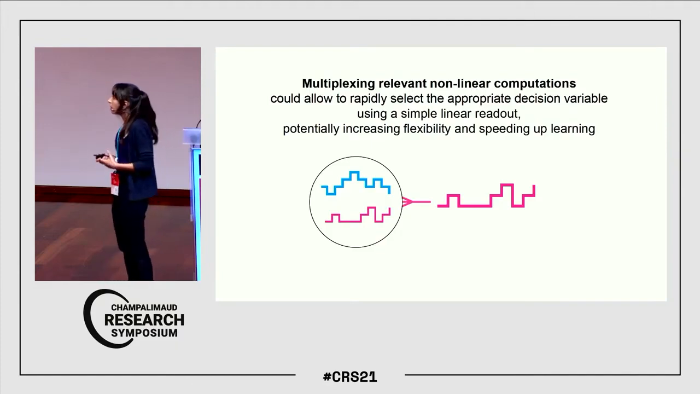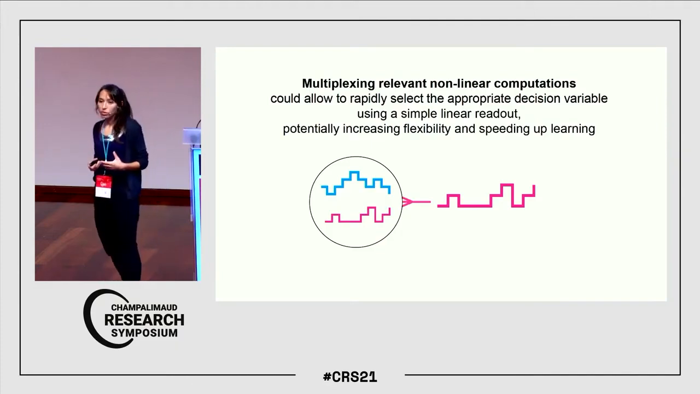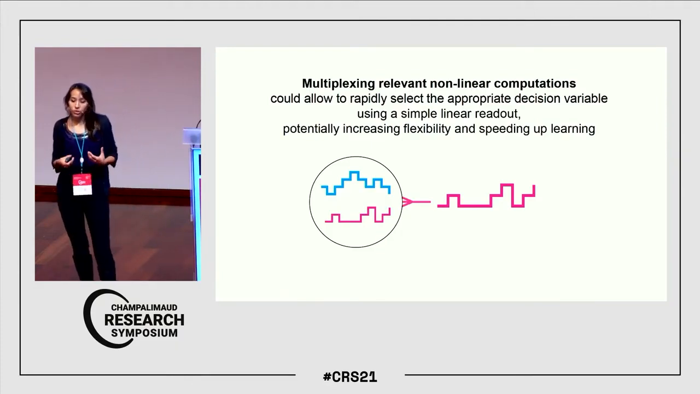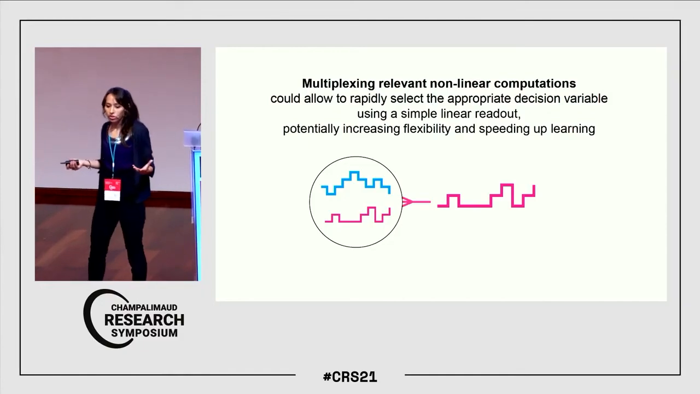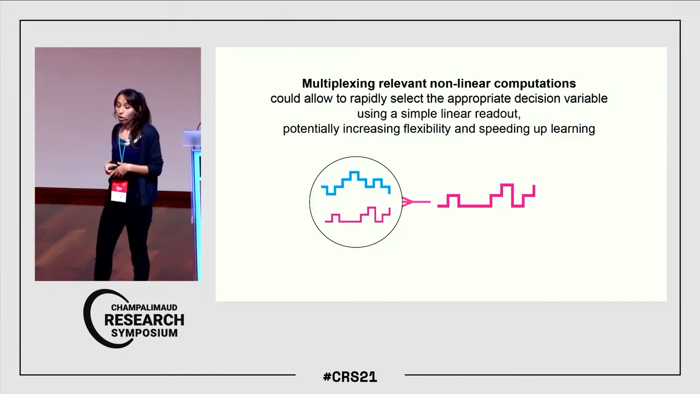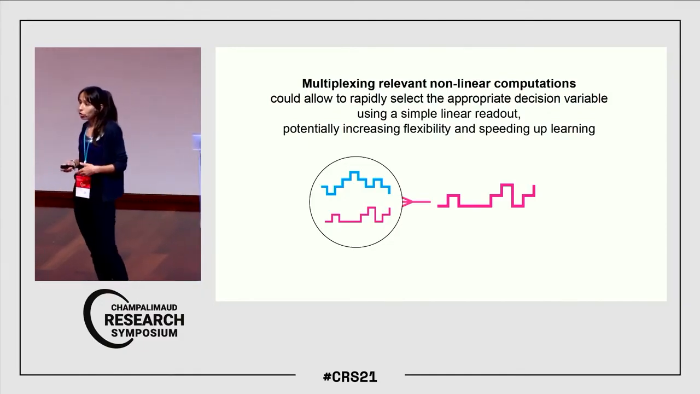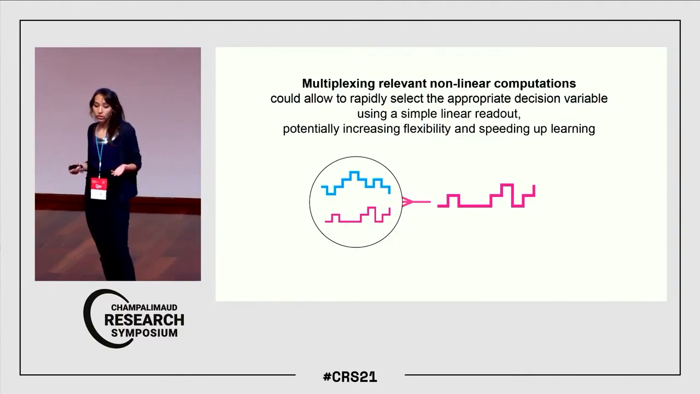And we think that it could be an interesting property because it could potentially increase the flexibility when you want to switch between decision strategies when task contingency changes, for example, or even speed up learning if you need to learn a new decision variable based on this relevant computation.